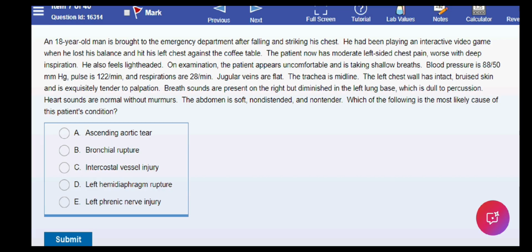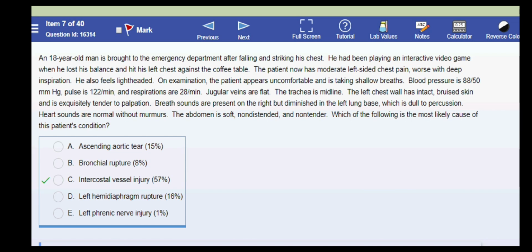The trachea is midline, left chest intact, bruised skin, and tender to palpation. Breath sounds, here is the important idea. Breath sounds are present on the right, but diminished in the left lung base, which is dull to percussion. Heart sounds good, soft abdomen good, not distended. So what is the problem? It's an easy one. This is intercostal vessel injury. Why is it not left hemidiaphragm rupture?